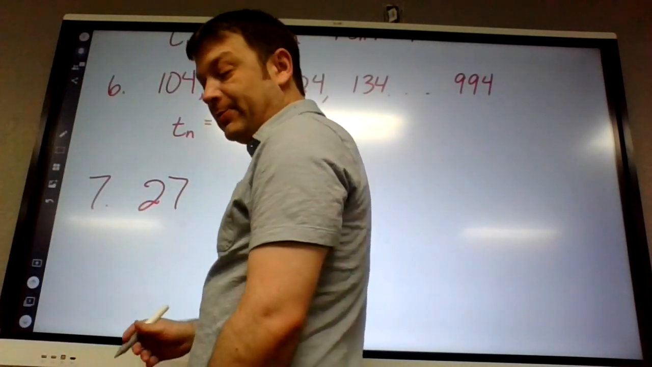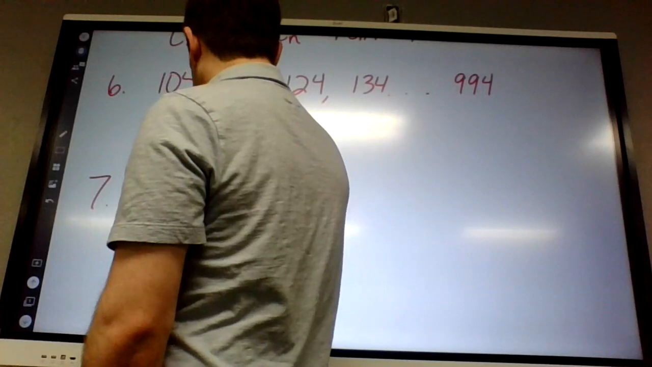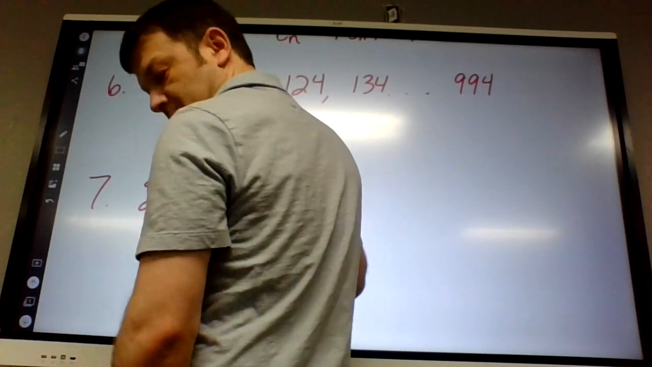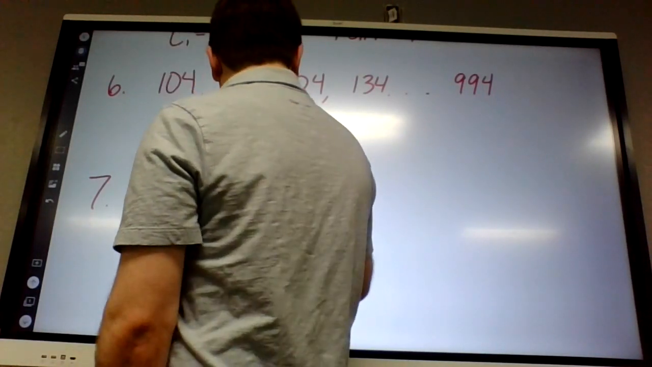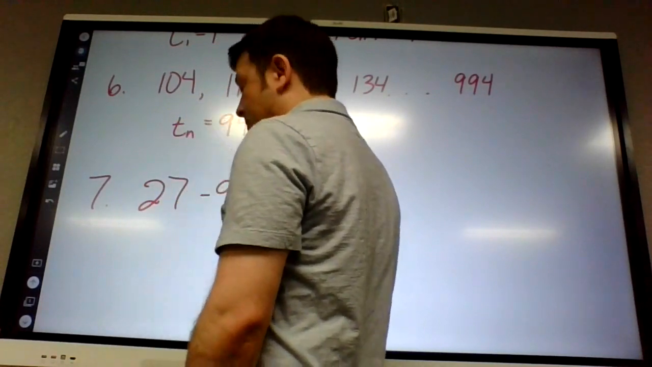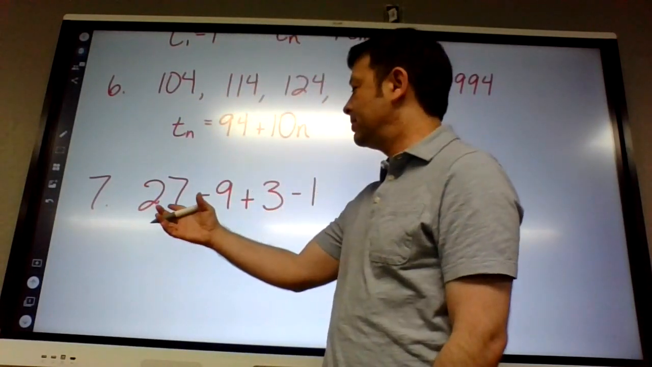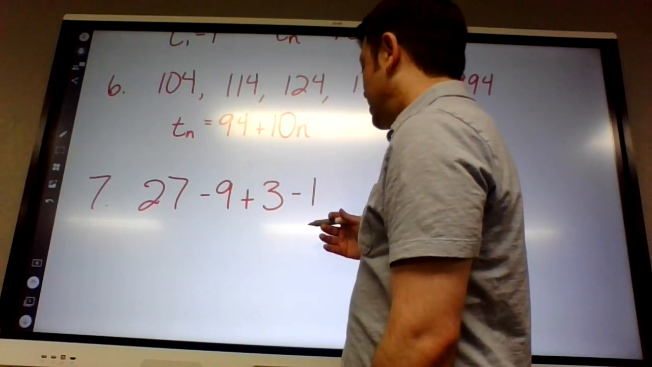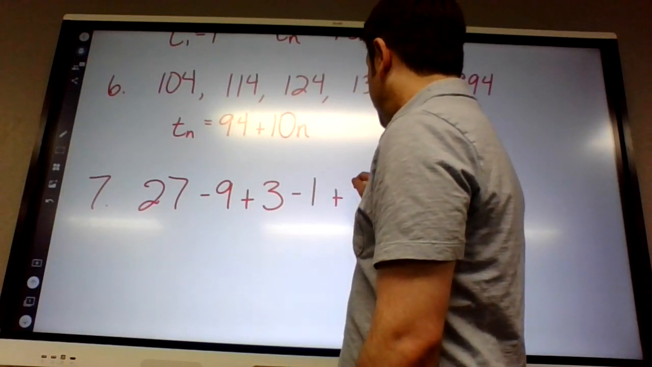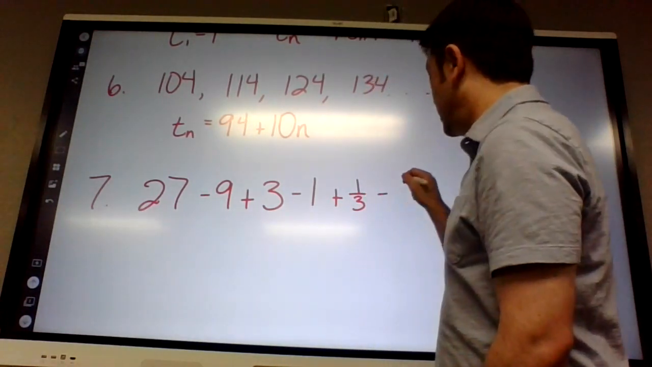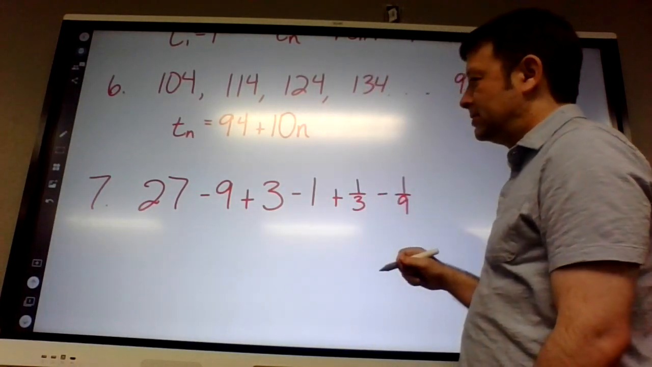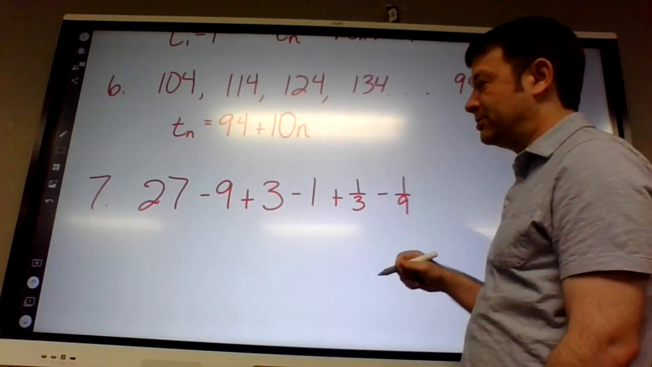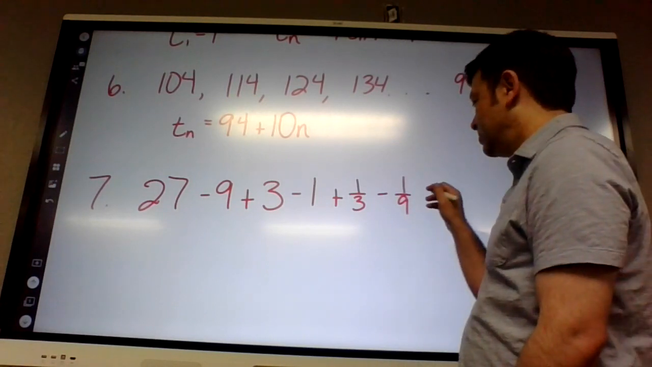27 minus 9 plus 3. I mean, this is almost the entire thing right here. That's already 4 of them. But what's the pattern? Negative times negative 1/3, so this would be positive 1/3 and then negative 1/9. So we don't really need the formula. We just plug that in.